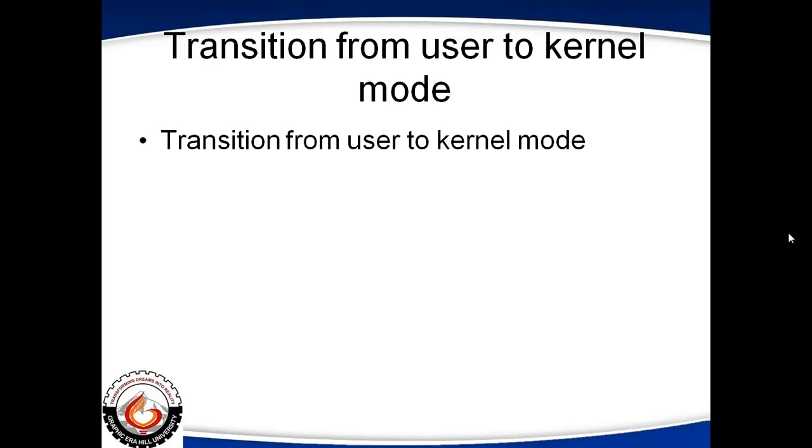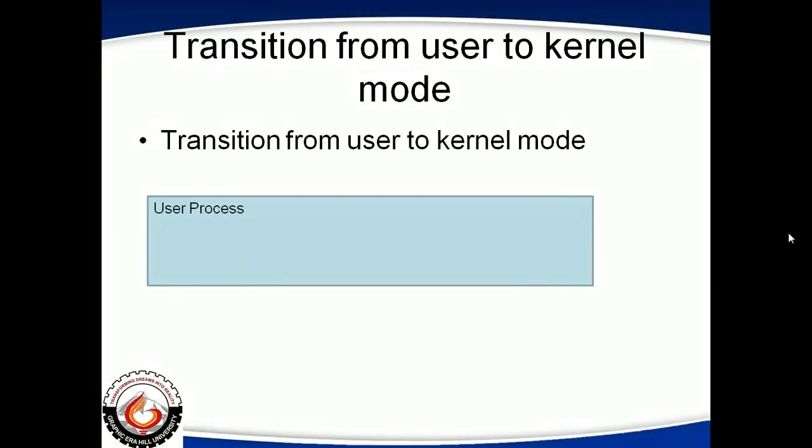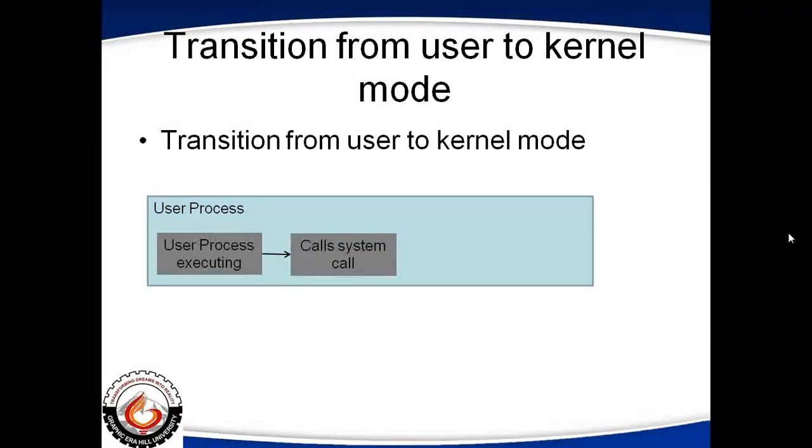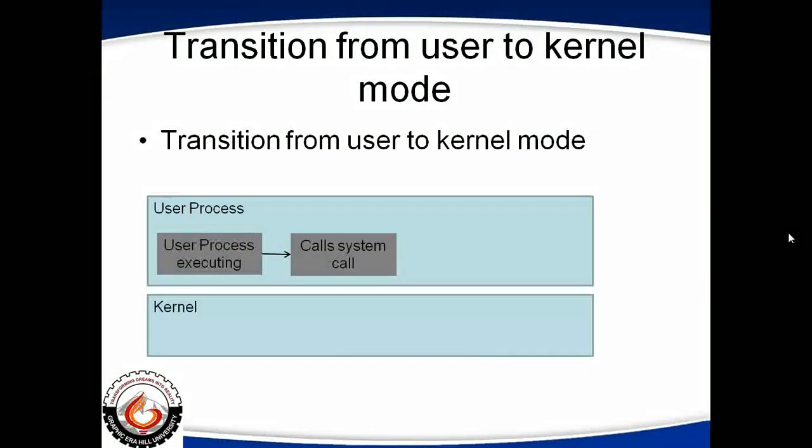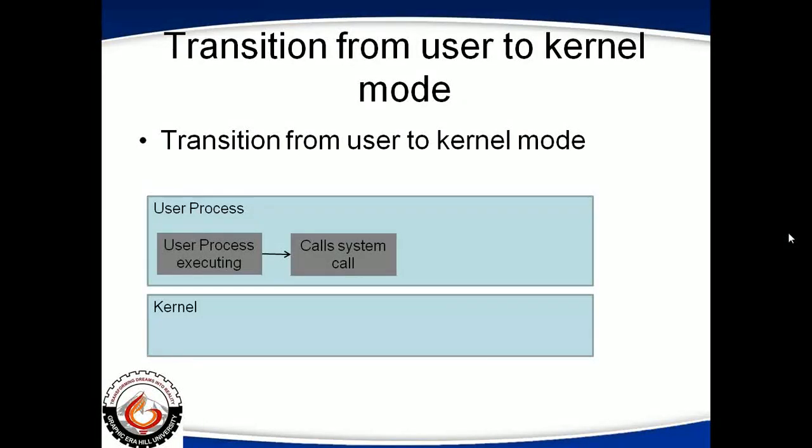Transition from user to kernel mode. Firstly, this diagram shows the user process. It creates a process. User process starts executing, and after this, a system call is generated, or we can say an interrupt is generated. Then after the interrupt generation, kernel level process is called, or whenever a system call is requested, then the mode changes from user to kernel.